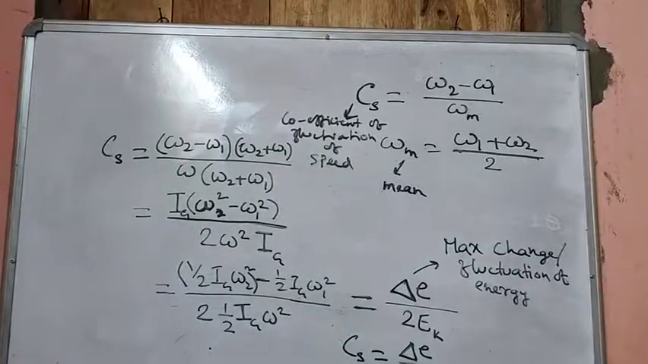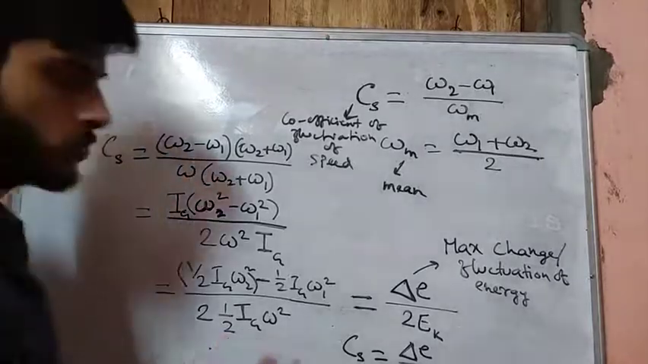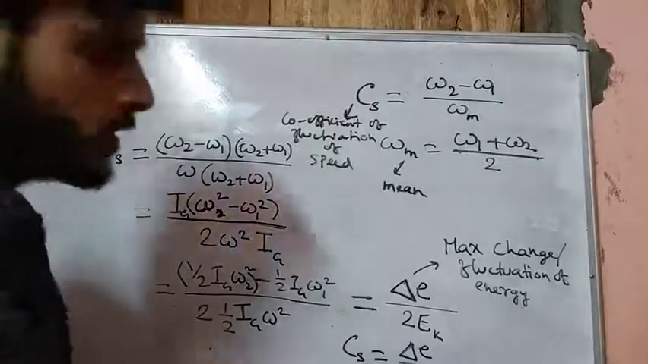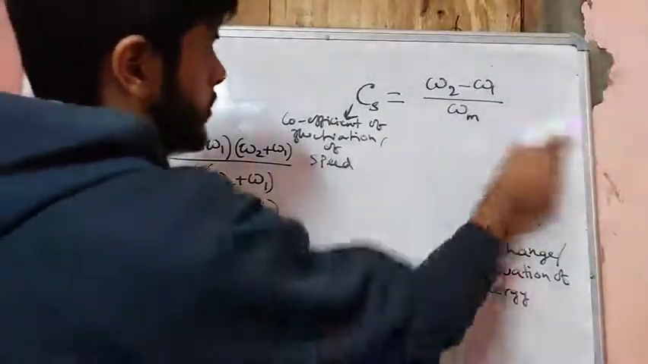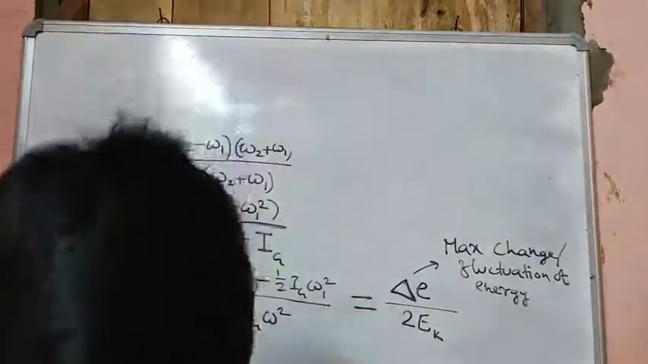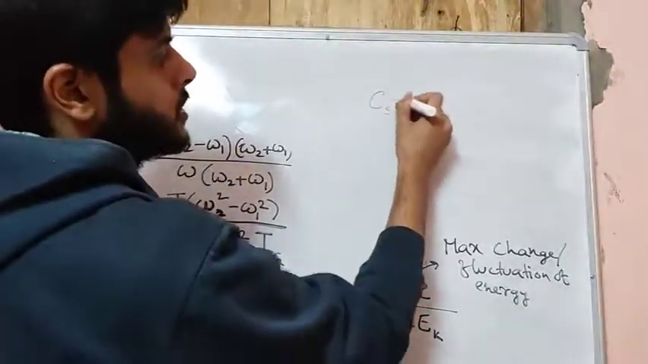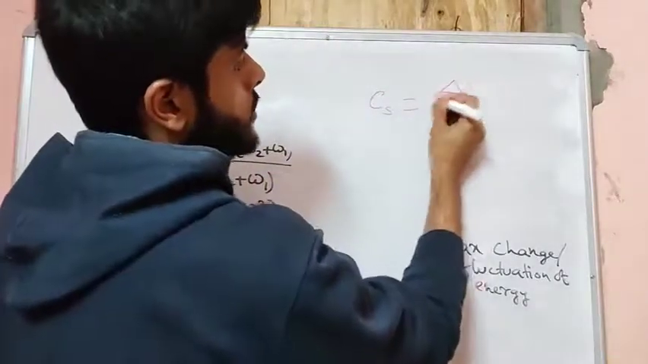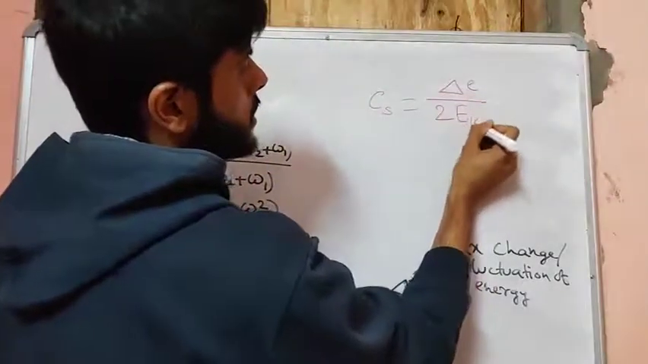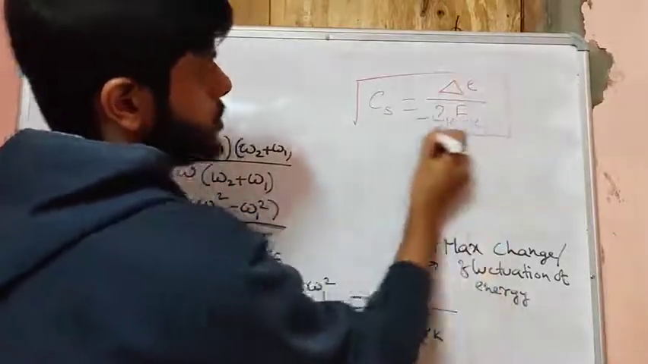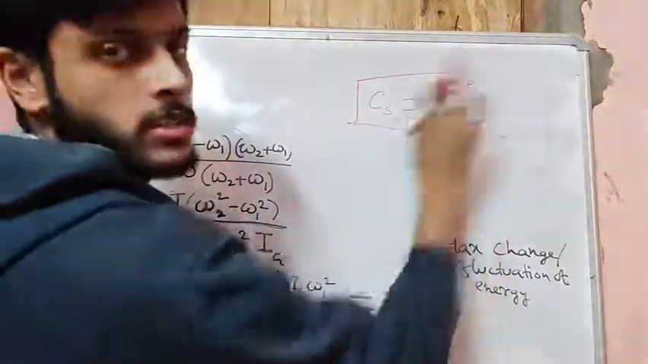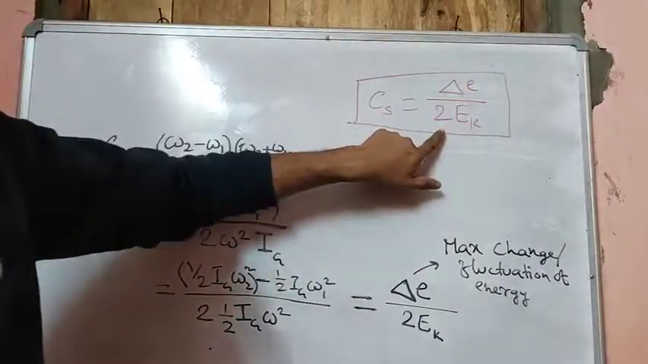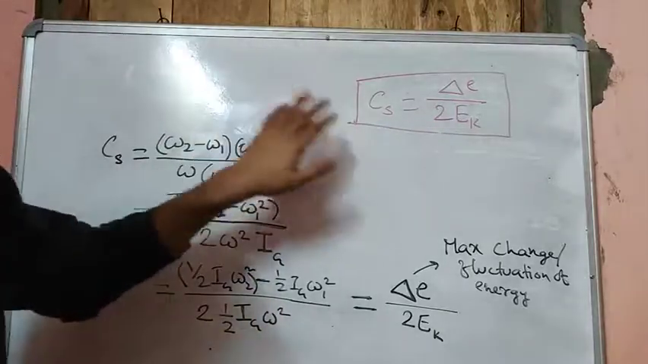Okay, so this is our basic expression, one of our very basic equations which we will be using very frequently. The coefficient of fluctuation of speed is related to the maximum fluctuation of energy divided by two times the kinetic energy of the flywheel.